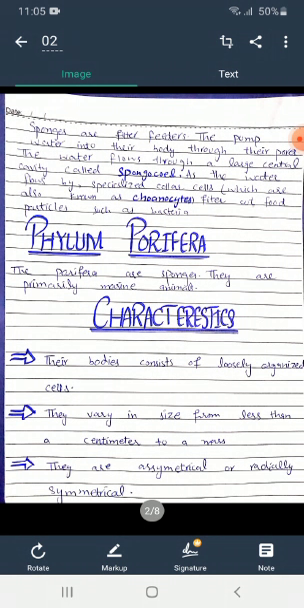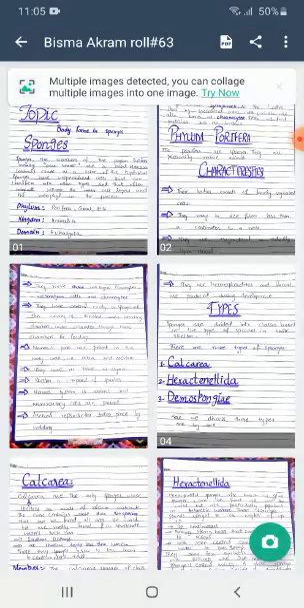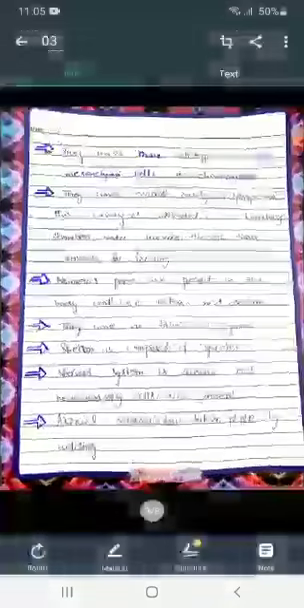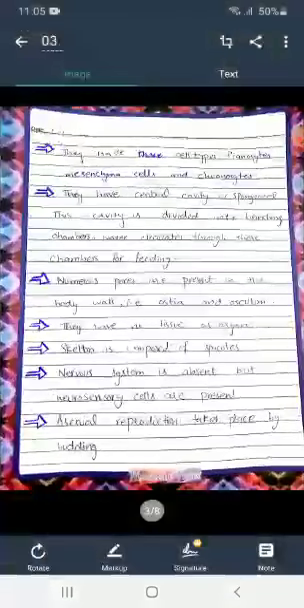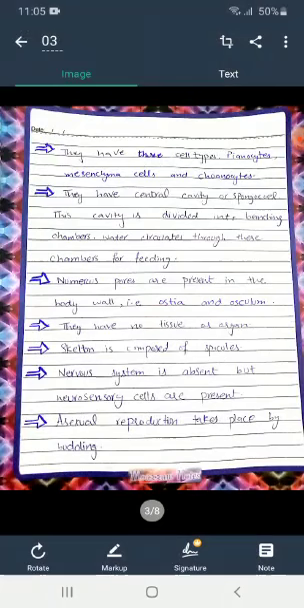Characteristics: their body consists of loosely organized cells. They vary in size from less than a centimeter to a large mass. They are asymmetrical or radially symmetrical. They have three cell types: pinacocytes, mesenchyme cells, and choanocytes. They have a central cavity or spongocoel. This cavity is divided into branching chambers. Water circulates through these chambers for feeding. Numerous pores are present in the body walls, that is, ostia and osculum.